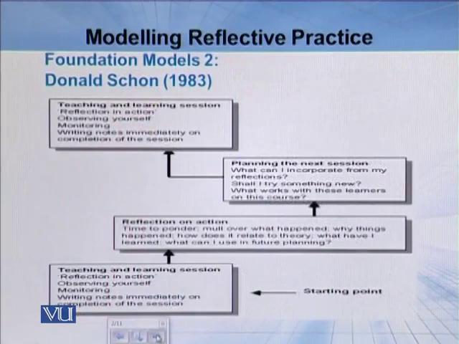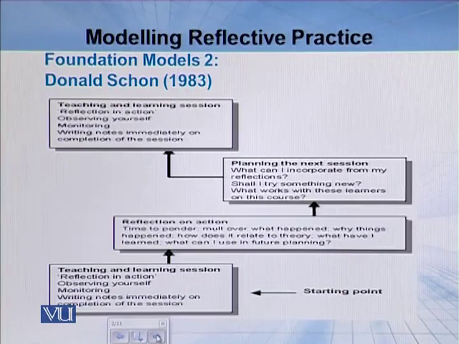We can see here the starting point is the actual teaching and the learning that's going on in the classroom. And it's the thinking in the moment, the reflection in practice that occurs at this point. After the session is when the teacher reflects on practice. This is when the teacher has more time to think about what happened, to think back on what happened.